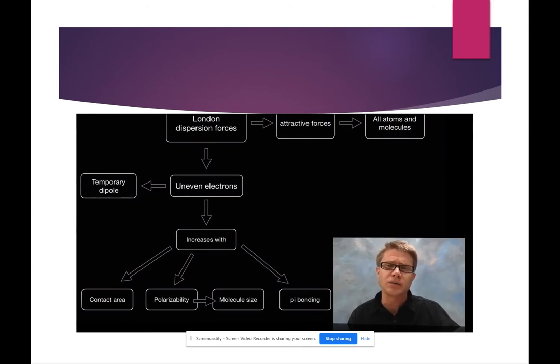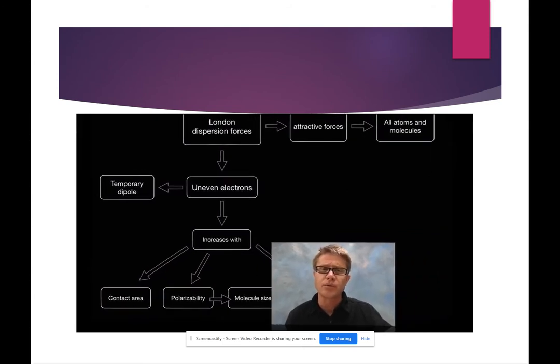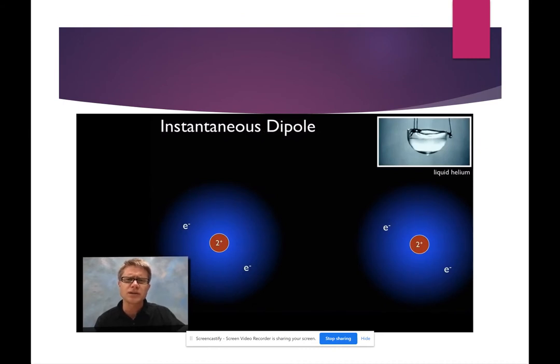And finally, pi bonding, which is going to be where orbitals overlap. If we have more pi bonding, we're going to increase these. So let's look at it.